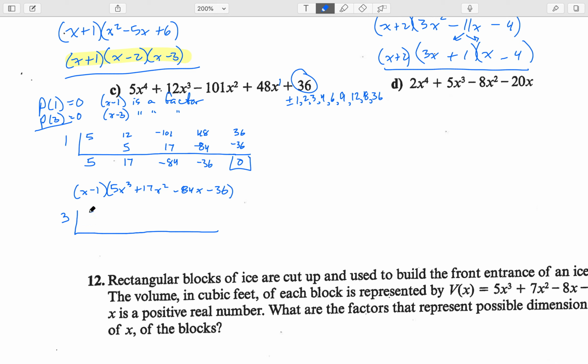So what do we got? 5, 17, negative 84, negative 36. Okay, here we go. 15. Add them up. 32. 96. Add them up. That gives me positive 12. Hey. 36. Add them up. 0. There we go. So I know that this thing turns out to be x minus 1, x minus 3, 5x squared plus 32x plus 12. Yeah, I'm really cramped for space here.